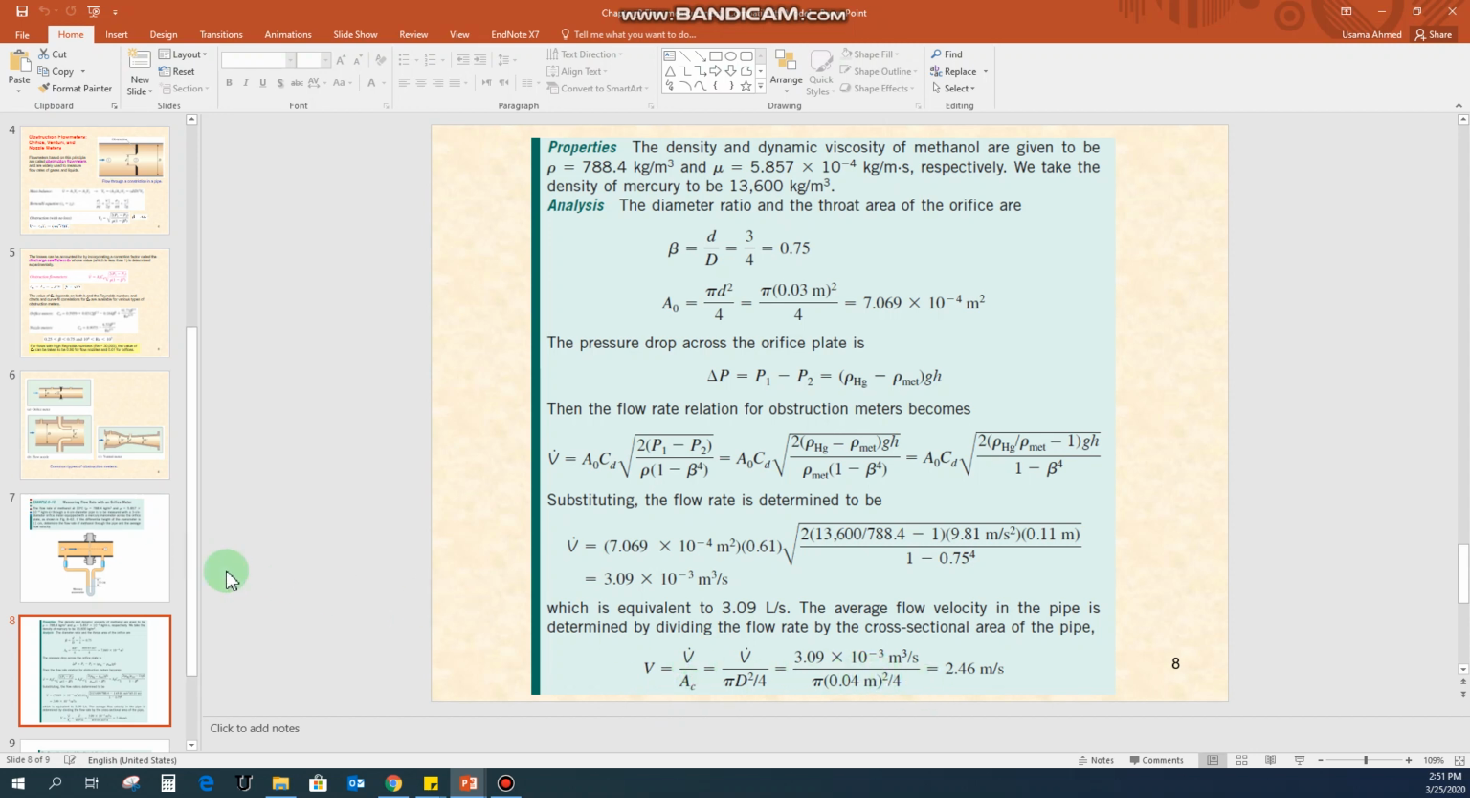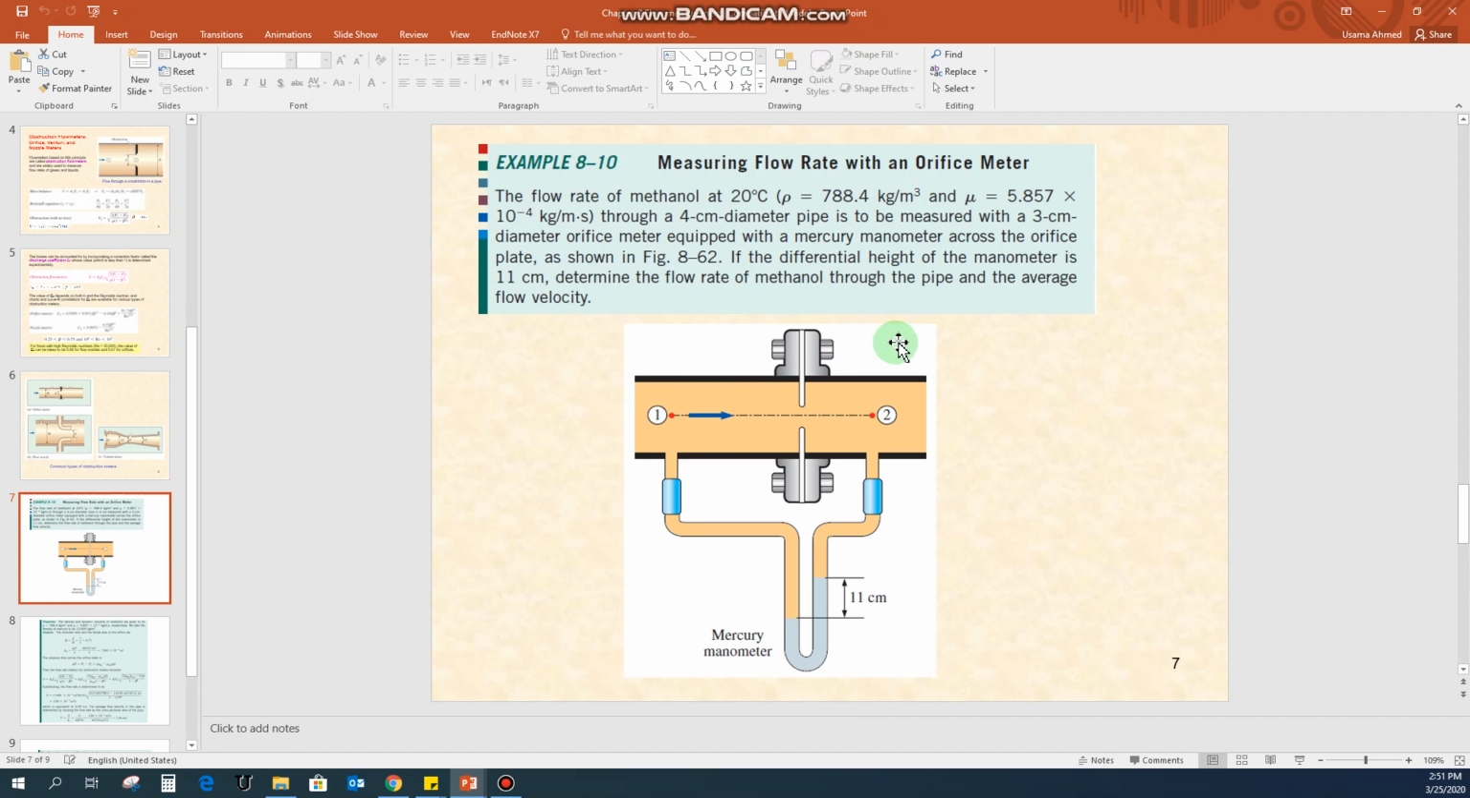Now you have to see in the question here. Okay, the average flow velocity: we have to determine the flow rate of methanol through the pipe and the average flow velocity. So it is written that we have to get the value for the volumetric flow rate and the velocity in the pipeline.